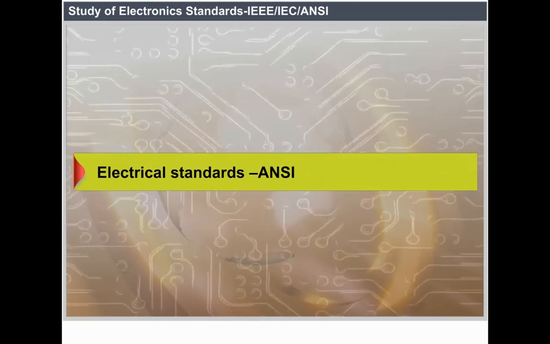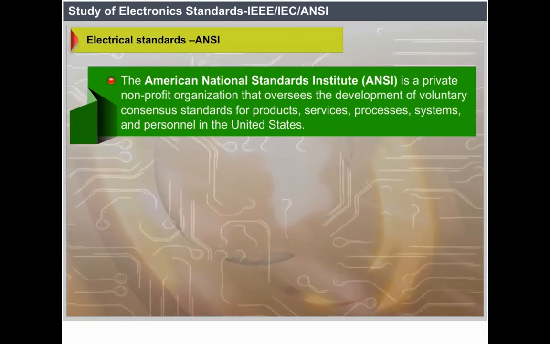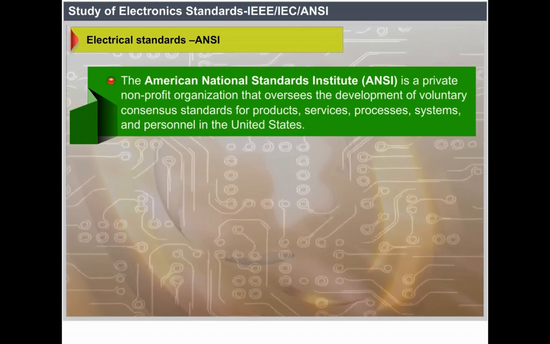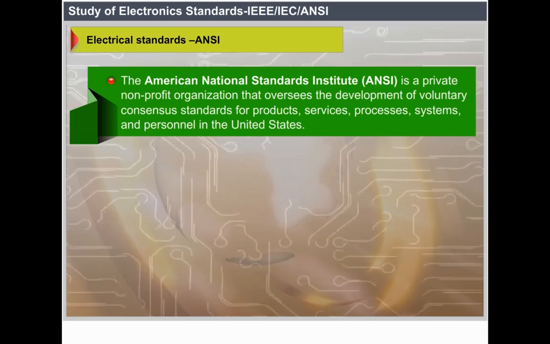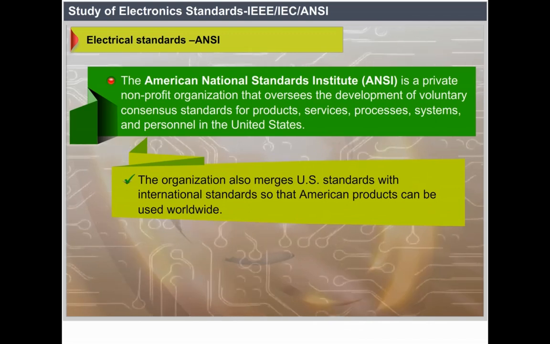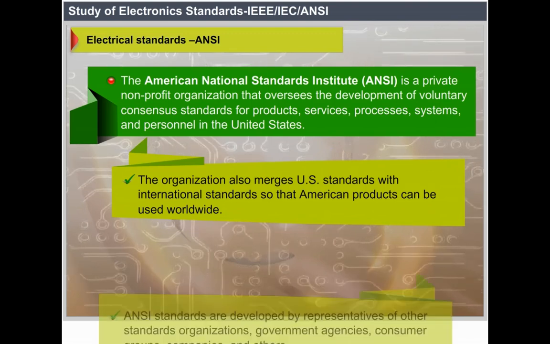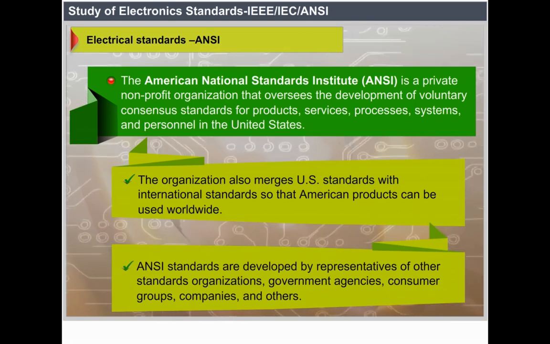Electrical Standards, ANSI. The American National Standards Institute, ANSI, is a private non-profit organization that oversees the development of voluntary consensus standards for products, services, processes, systems, and personnel in the United States. The organization also coordinates US standards with international standards so that American products can be used worldwide.